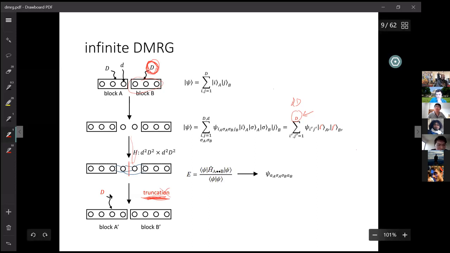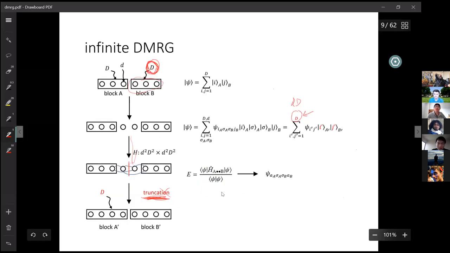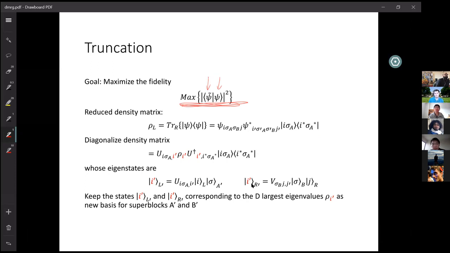How is the truncation determined? Okay, I will explain the truncation here, but not in great detail. The goal here is to use fewer basis states, I prime and J prime, but still be able to describe the wave function pretty well. So what I want to do is to maximize this object. This is the wave function after truncation, and this is the wave function before truncation.